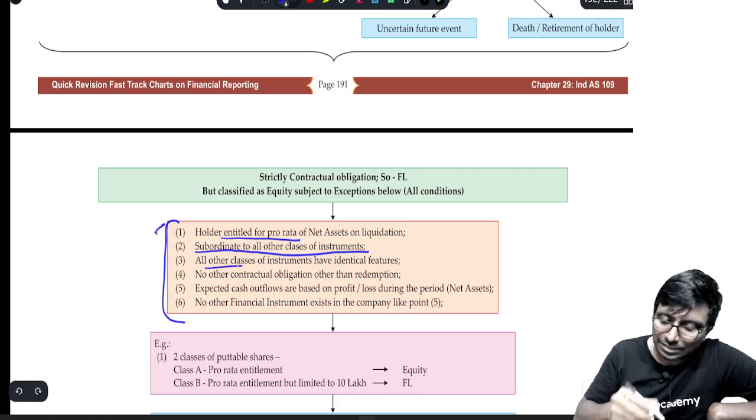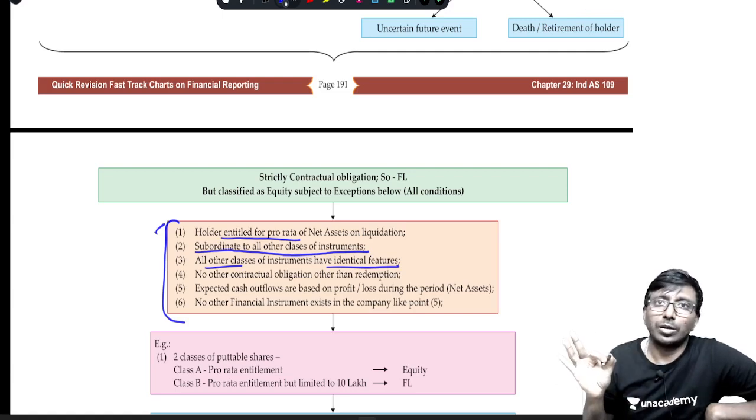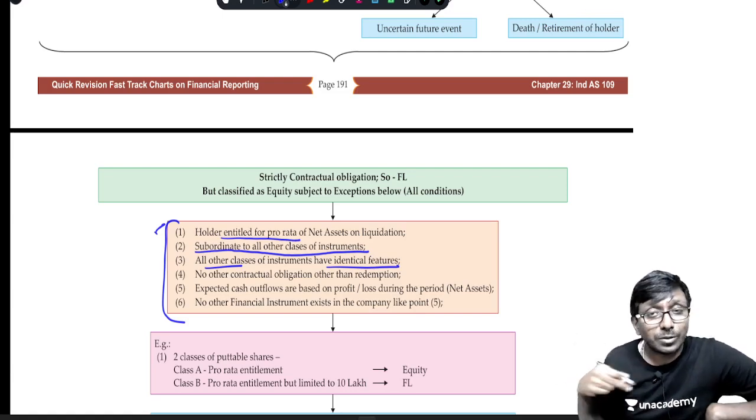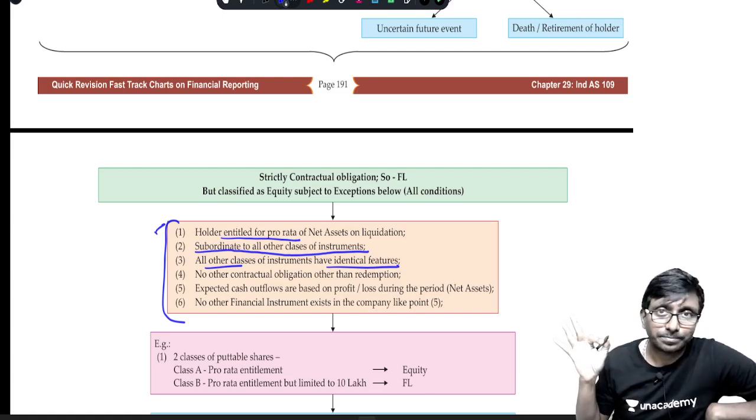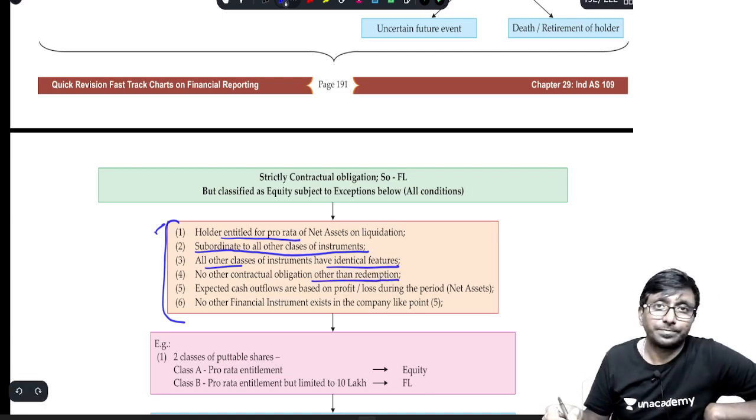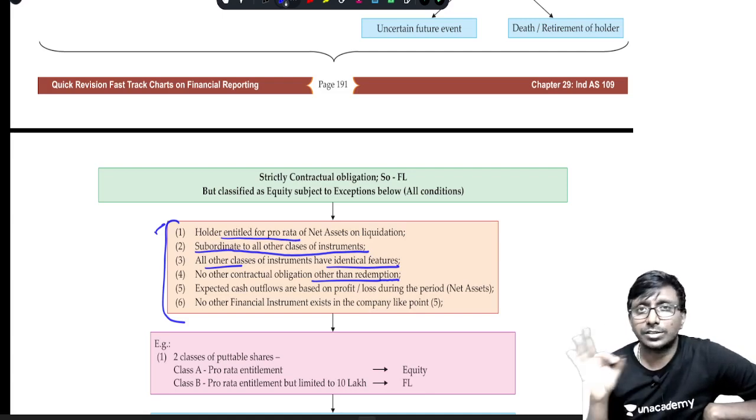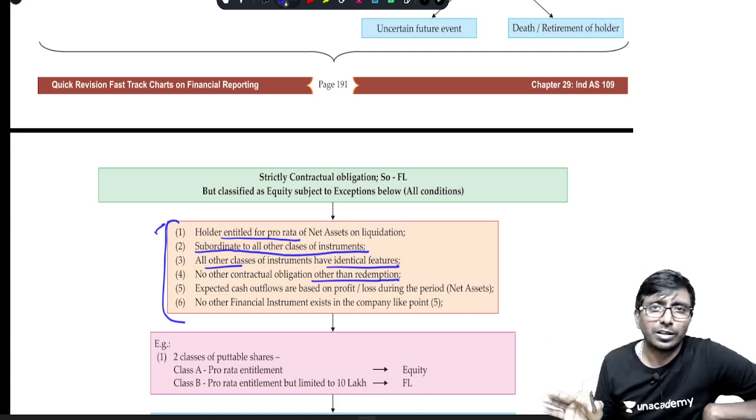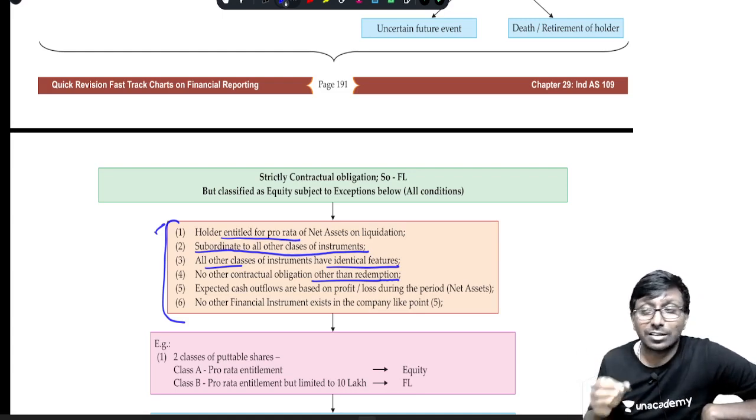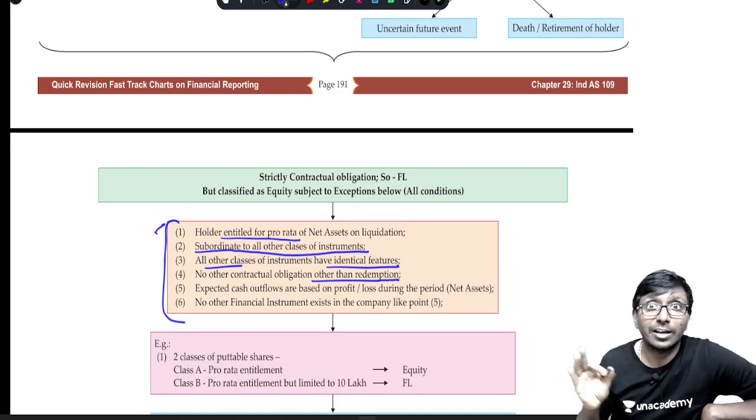Next, all other classes have identical features. Yeah, other classes are same features are there, no problem. But I should be subordinate to all. I should be subordinate means what I get should be the last amount. Then it's fine. No other contractual obligations other than redemption. Correct. I mean, company does not have any other obligations other than whenever you put, they have to pay. No other obligation the company has, like dividend you have to pay mandatorily every year, interest you have to pay mandatorily every year. Such kind of things are not there.